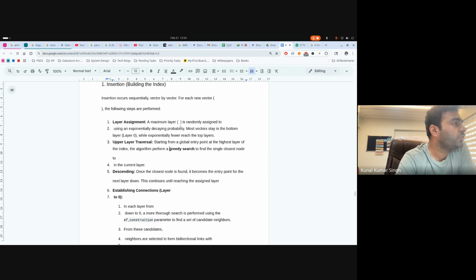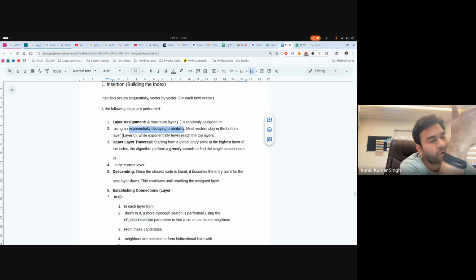I think let's go through the text, right? Insertion occurs sequentially, vector by vector. For each new vector, the following steps are performed. First, a maximum layer is randomly assigned using an exponentially decaying probability. So which layer will be used, right? 0, 1, 2, 3. This is the algorithm which is used, exponentially decaying probability.